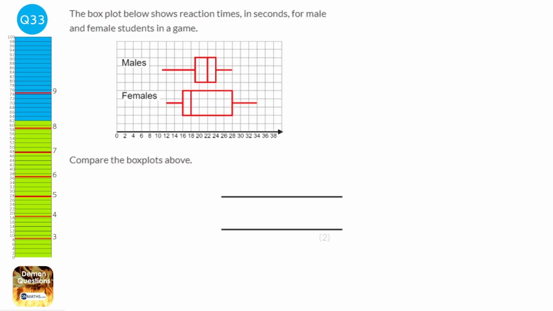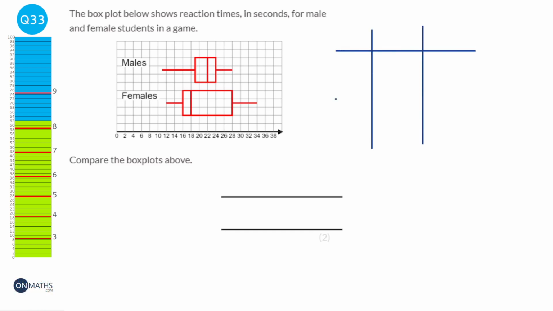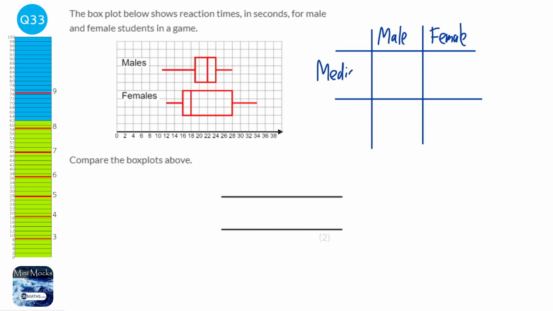Whenever we're asked to compare two box plots, or two cumulative frequency graphs, or a cumulative frequency graph and a box plot, you're always going to be comparing two things: the median and the interquartile range. Now if we do a little table, with male and female, we're going to work out the median, which is the first thing we have to compare, and the interquartile range. And it can actually just be the normal range. We don't need to pick the interquartile range.